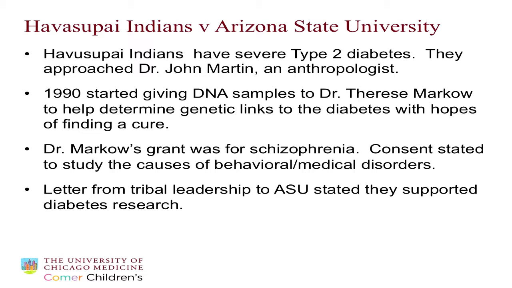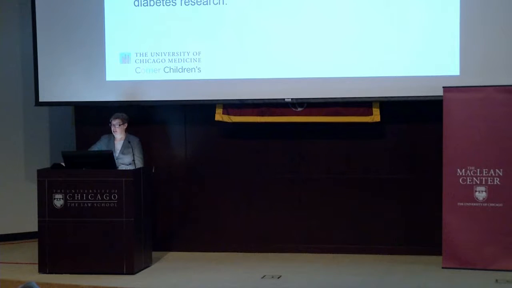So they approached Dr. Martin, who was an anthropologist that was studying them. He found Dr. Markow, and they began to collect DNA samples. And the Indians believed that they were doing it to find the genetic links to diabetes and a possible cure for their diabetes. Dr. Markow was more interested in schizophrenia, which was also a disease process that this Indian population had. The consent, which was mostly oral, mostly with English as a second language, mostly in a non-high school educated population, stated that the causes of behavioral and medical disorders would be looked at, but did not specify diabetes or schizophrenia.